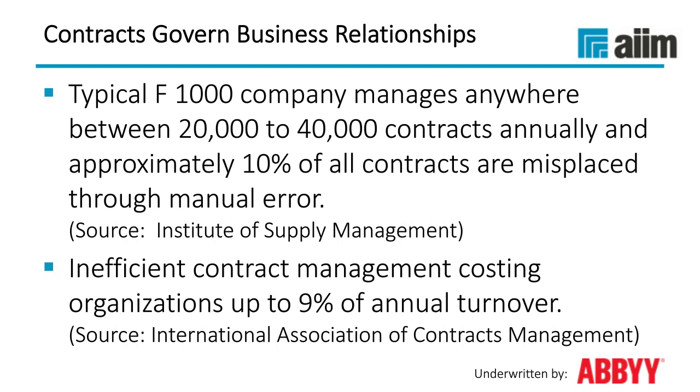Think of it this way, as shown in this chart: a typical Fortune 1000 company manages anywhere between 20,000 to 40,000 contracts annually. And research has shown that 10% of these contracts are misplaced, predominantly through manual error or misfiling. That can contribute up to 9% of an organization's annual turnover, which is a significant cost to businesses.